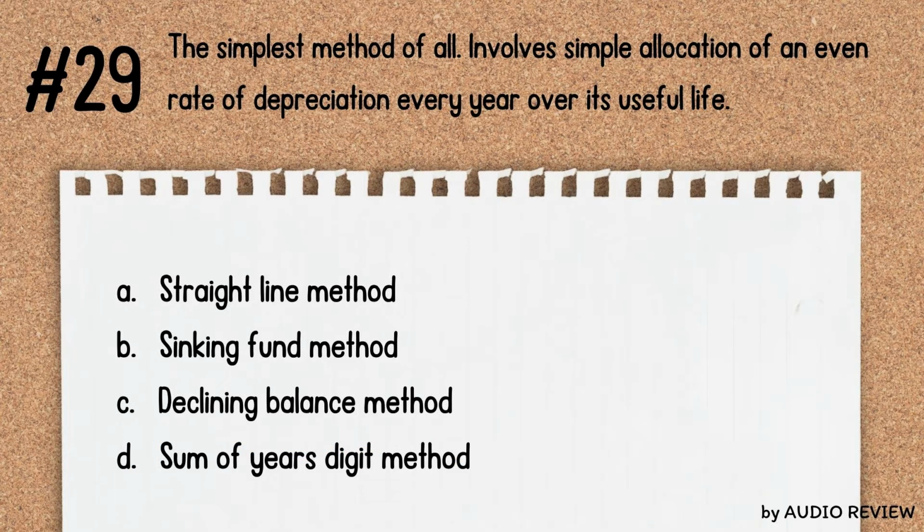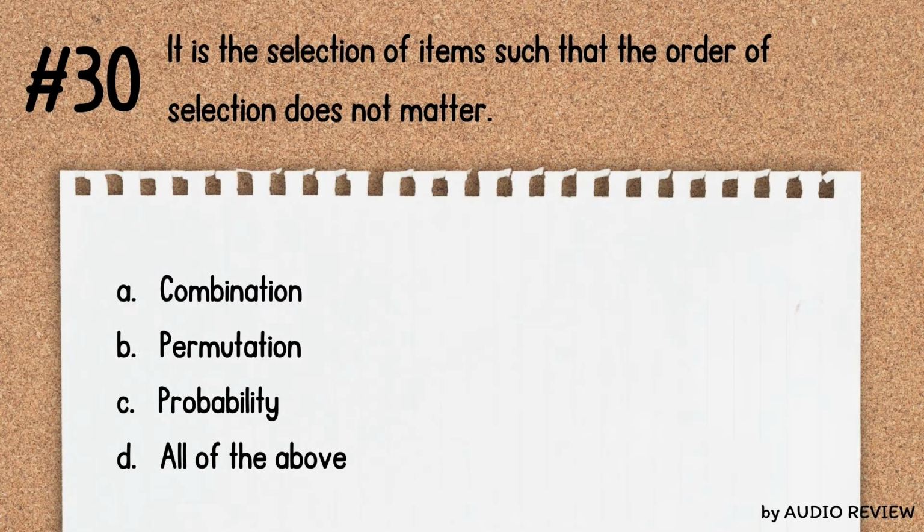Question number 29. The simplest method of all involves simple allocation of an even rate of depreciation every year over its useful life. A. Straight line method. B. Sinking fund method. C. Declining balance method. D. Sum of years digit method. The answer? It's A. Straight line method. The simplest method of all. Involves simple allocation of an even rate of depreciation every year over its useful life. Straight line method.